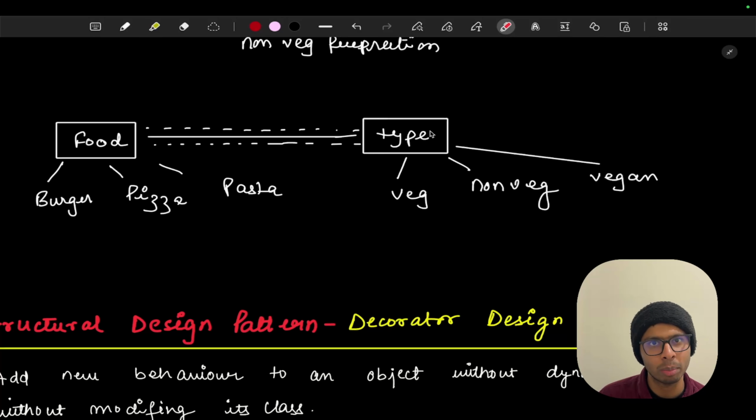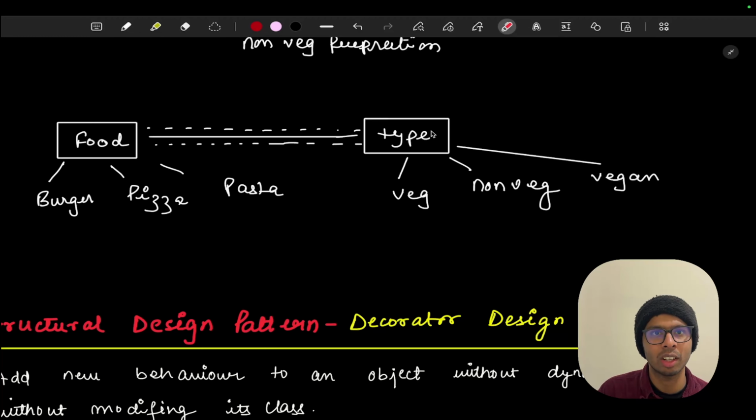And the second problem that the bridge pattern is going to solve is that we can add an extra number of implementations, and we can add an extra number of abstractions. It means that we can add some other food type, some other food item, and we can add other types as well. It will not break the SOLID principle. Now let's see the code of this bridge pattern.